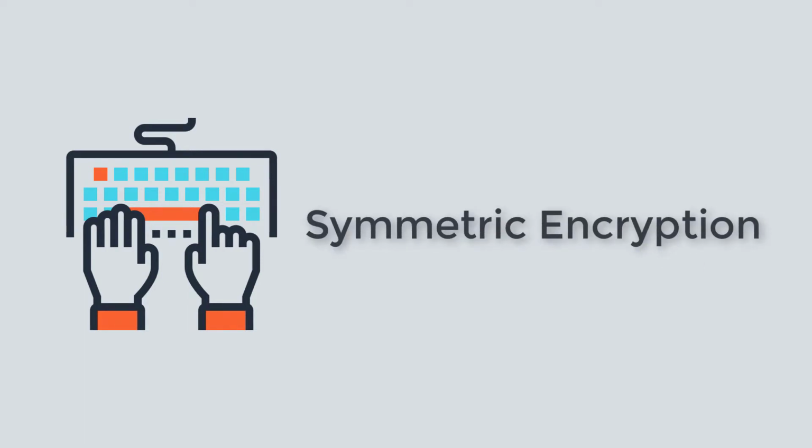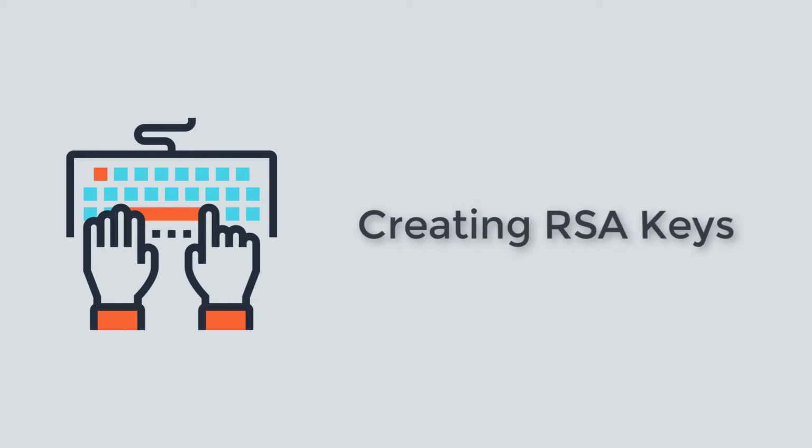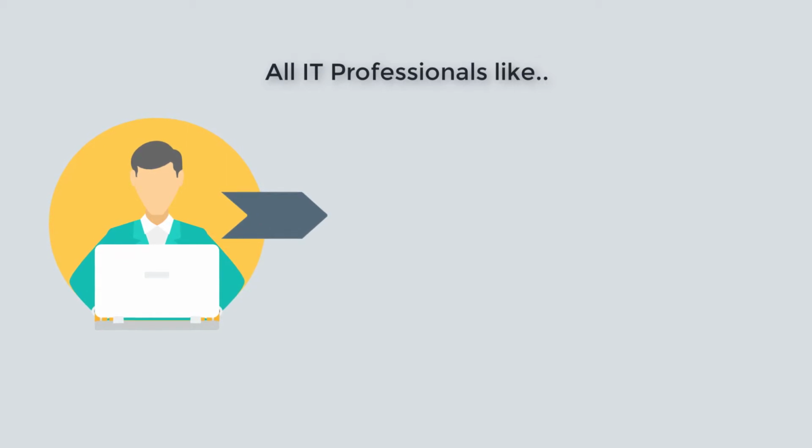At the end of this course, you will be able to talk confidently about symmetric encryption, asymmetric encryption, create RSA keys, digital signatures, hash functions, and other concepts. We took a two-step approach throughout the course. We will first explain concepts using slides and animations, and then apply the concepts practically using OpenSSL and PuTTY.